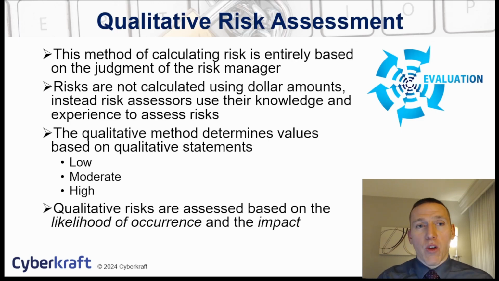Another method of calculating risk is with a qualitative risk assessment. Qualitative risk assessment uses judgment and risk categories, usually descriptive statements such as low, moderate, and high. To determine a qualitative risk assessment, we base that on the likelihood of occurrence and the impact. Likelihood of occurrence is how likely an event could happen in any given year, and the impact is how disruptive that event would be.